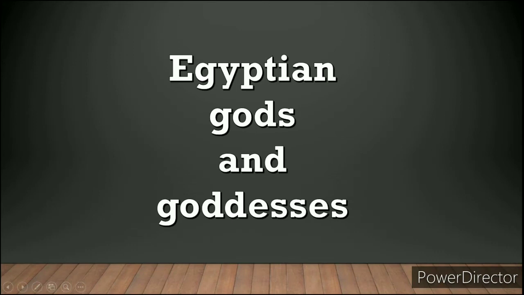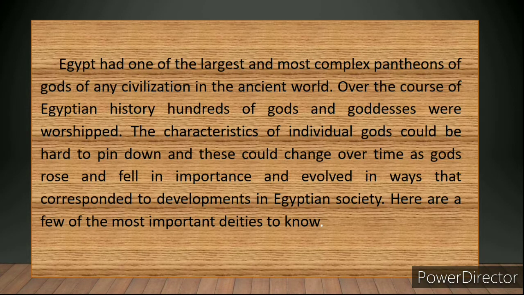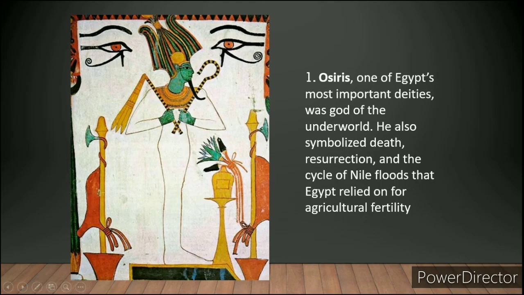Egyptian gods and goddesses. Egypt had one of the largest and most complex pantheons of gods of any civilization in the ancient world. Over the course of Egyptian history, hundreds of gods and goddesses were worshipped. Here are a few of the most important deities to know. First, Osiris, one of Egypt's most important deities. He was the god of the underworld. He symbolizes death, resurrection, and the cycle of Nile floods that Egypt relied on for agricultural fertility. He is the eldest brother of Set and Nephthys, and the husband of Isis.